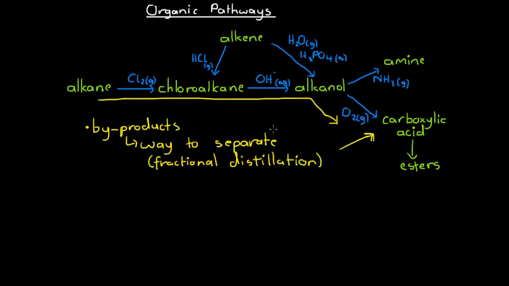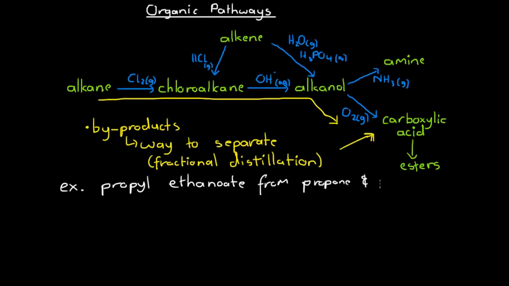So when it comes to actually designing an organic pathway, this chart has everything that we need. As an example, we are going to draw a flow chart for the production of an ester. We're going to draw a flow chart for the production of propyl ethanoate. This flowchart is going to start with propane and ethene.